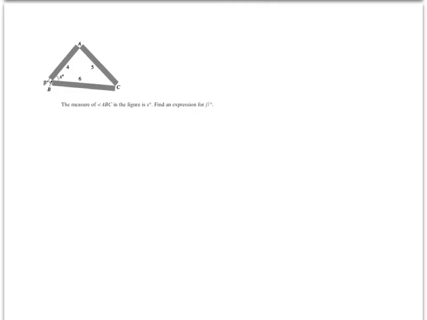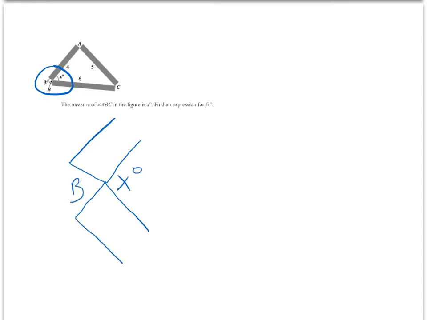Continuation of this problem. The measure of angle ABC in the figure is x. Find an expression for beta in degrees. Well, if I blow up this corner, I get this. Got x degrees here, I got beta degrees here. This angle here is 90, this angle is 90.